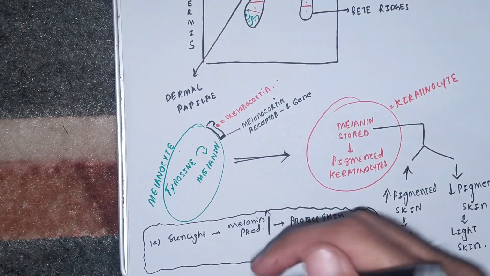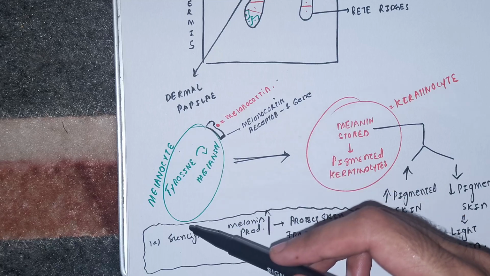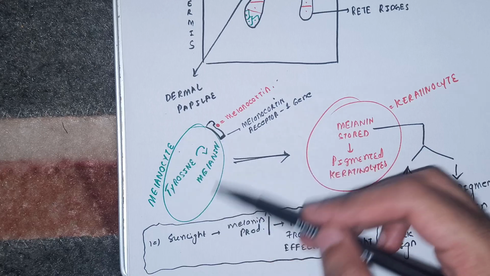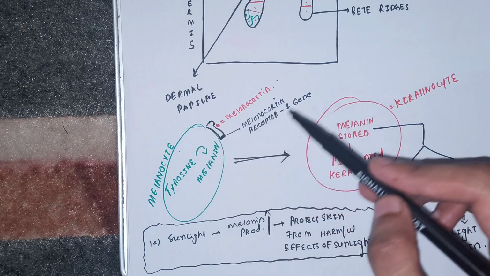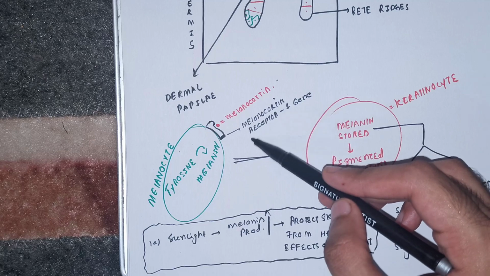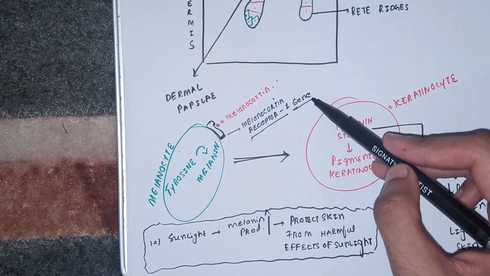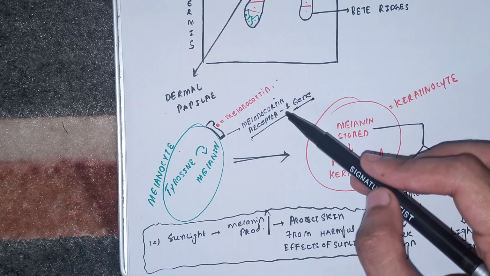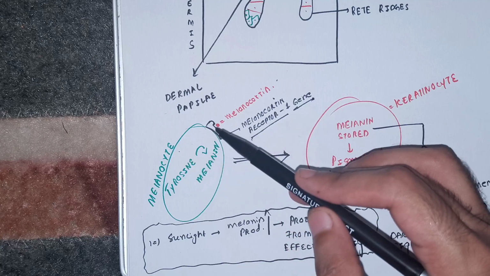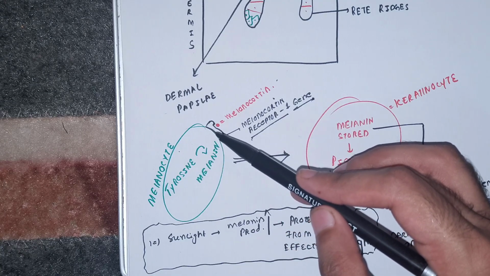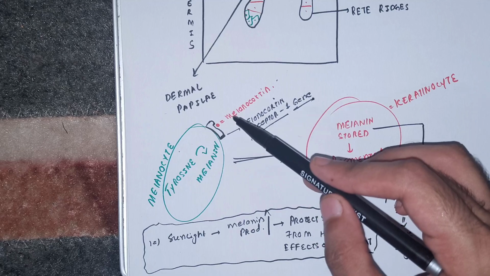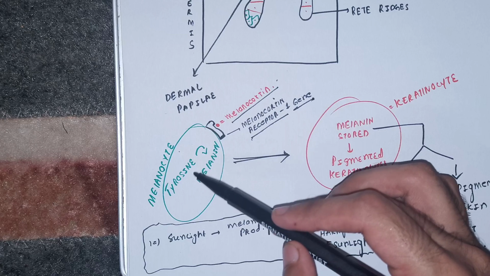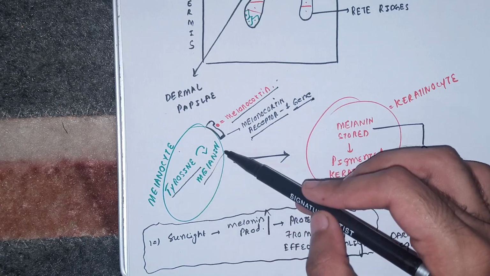Now you see this melanocyte, I have taken it out from the basal layer. On the surface of this melanocyte, there is a receptor called melanocortin receptor 1, which is obviously encoded by a specific gene. This is a receptor on the surface of the melanocyte. What happens when melanocortin binds to this receptor? Inside the cell, an amino acid, tyrosine, gets converted into melanin.